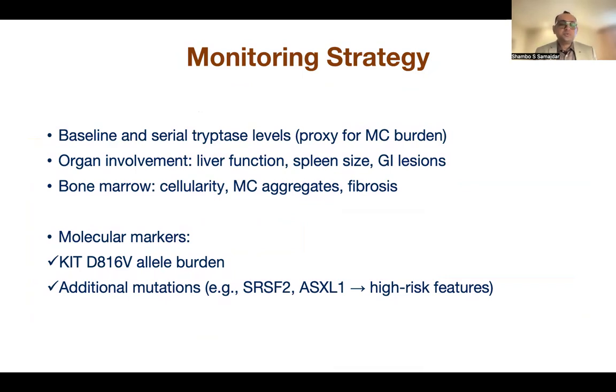The monitoring strategy should be, of course, baseline and serial tryptase levels, which can help. Organ involvement: we need to check the liver function, the status of fibrosis of the liver, spleen size, GI lesions. Sometimes we need to do a colonoscopy or endoscopy. Bone marrow: the cellularity, the mast cell aggregates, the fibrosis, the molecular markers. For example, we had discussed the KIT D816V allele burden. This can be checked, and additional mutations for high risk features.